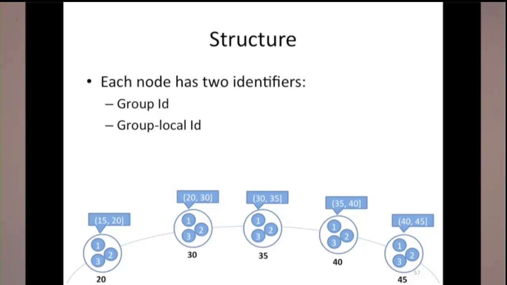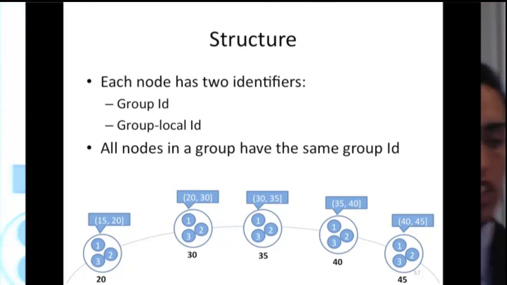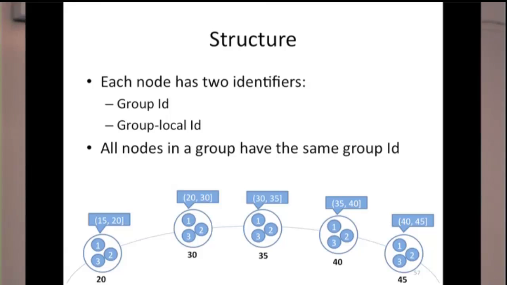In reality, these are still nodes, right? So now every node has 2 identifiers. Previously, it just had 1 identifier on the ring. Now it has 2. One is the ID of the group. The other is the ID that it has within the group. The group IDs have to be unique, of course. But within a group, you can have IDs that are the same as in another group. It just has to be unique within that group to identify a particular node. So all nodes within a group have the same group ID, but they have different local group IDs.